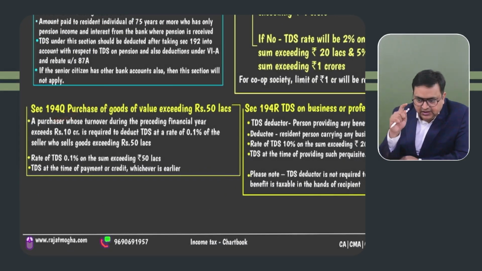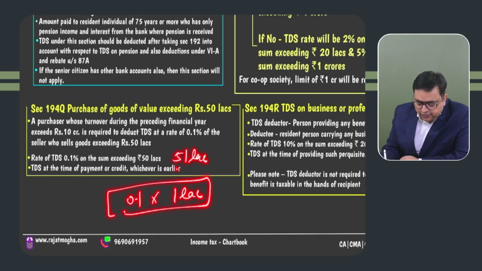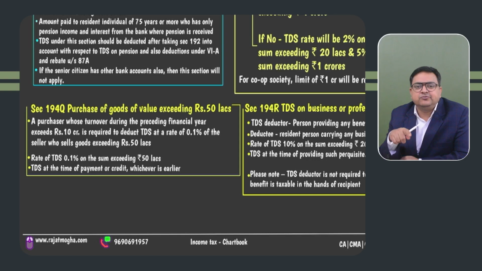194Q: if the buyer has a turnover of more than 10 crores in the last year and is purchasing goods from a seller in excess of 50 lakh, then the TDS rate would be 0.1%. This is quite an important section. So please apply 0.1% in excess of 50 lakh. If we are purchasing something worth 51 lakh, then TDS would be on the amount in excess of 50 lakh, that is, 1 lakh into 0.1%. Got it? Provided the buyer's turnover of the last year is more than 10 crore.